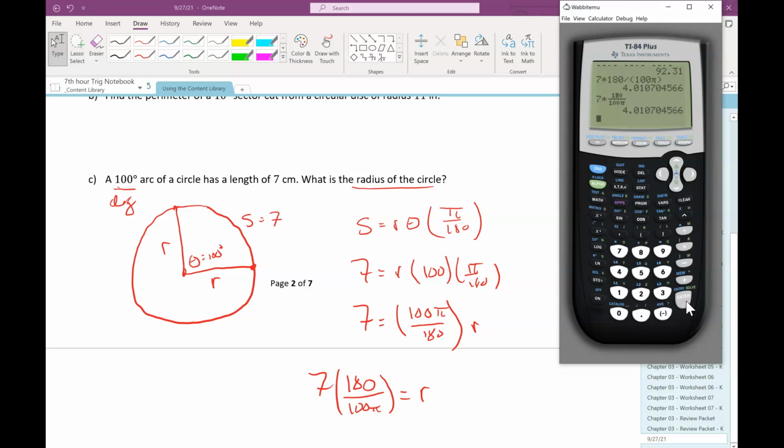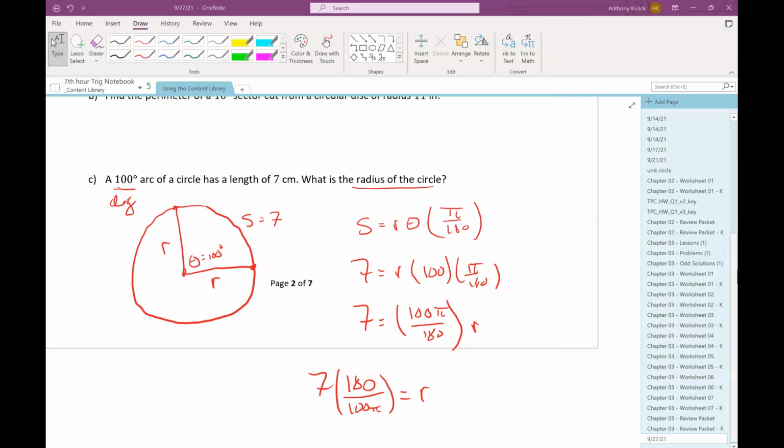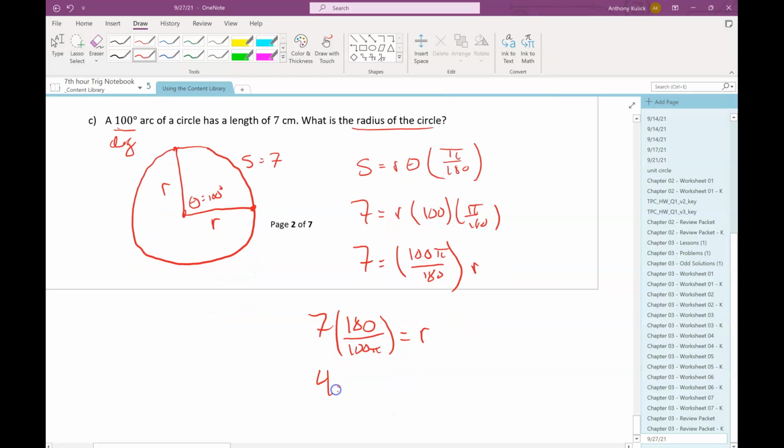Does that feel okay, Leo? Yeah. So 401, I think, right? Centimeters. It's okay. So these questions are all just about using the appropriate arc length formula, right?